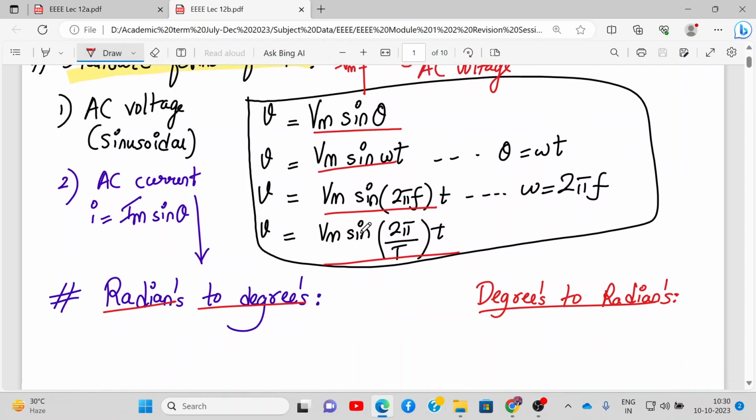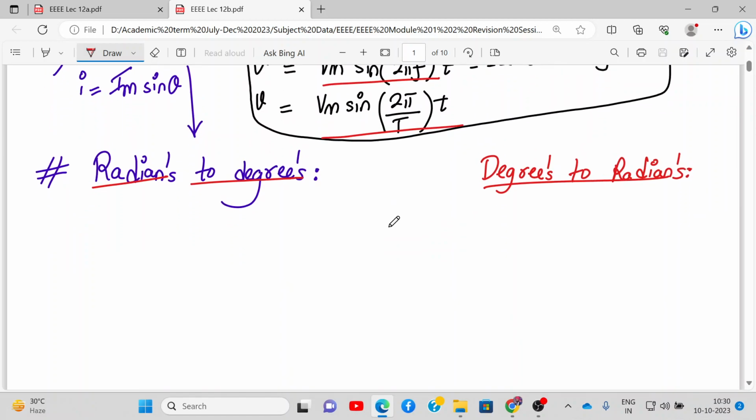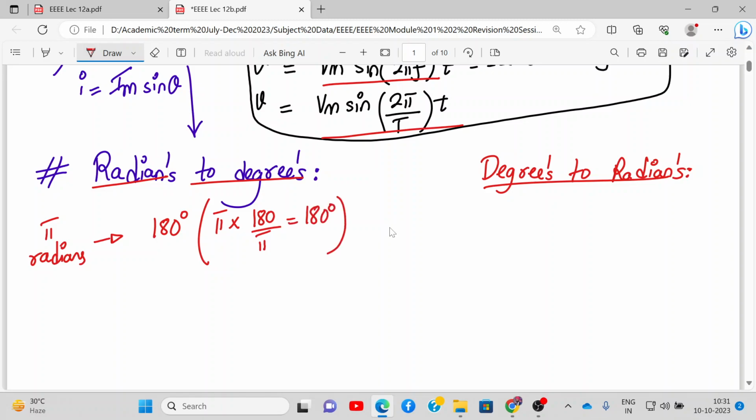Now, it's a requirement for the numericals that we convert radians to degrees, and we know the conversion from degrees to radians. So let's say that pi radians is there. Now pi radians means 180 degrees. So we want to convert this pi into 180 degrees, and what's the formula? Pi we multiply by 180 by pi, and that becomes 180 degrees.